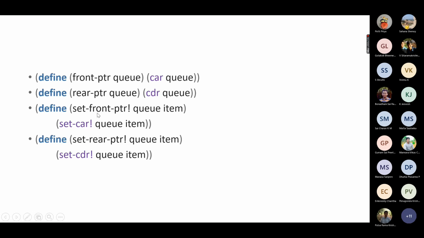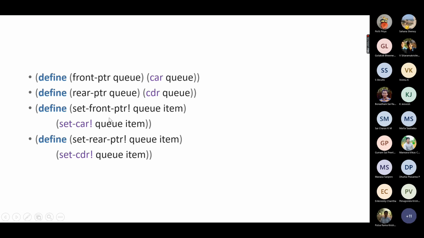What will set-car! do? Given that particular item, it will modify the car part. Likewise for the CDR part. So if you take set-car! Q item, Q may be a list, right? Or it may be a pair, considering cons, in which the car part is modified with this item. Isn't it?